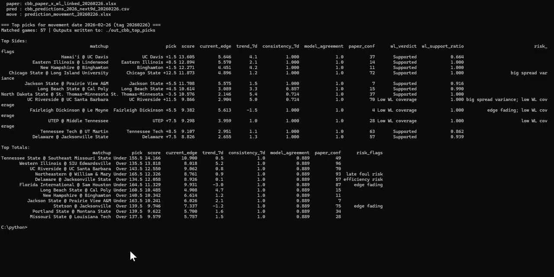And then on the bottom, I got the top totals. There are more mixed there. There are some overs. There are some unders. The trend 7 day, that is the movement over the 7 days. Consistency is if it's been hitting every day, or if it has flipped, been over one day, under the next day, or whatever. And then on the end, it does have some risk flags that it comes up with. So late foul risk, efficiency, the edges has been fading over the week, things like that. Low win loss convergence on the top part.